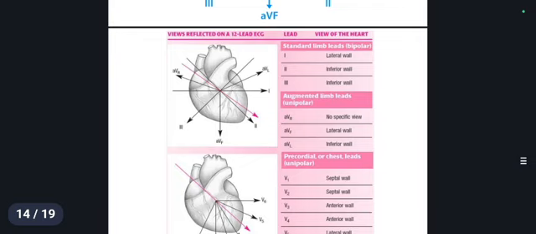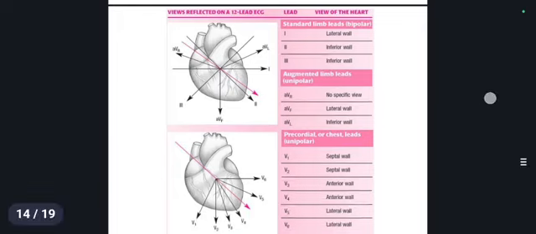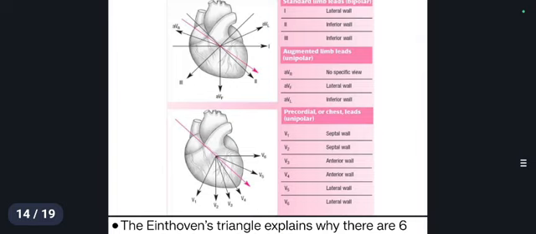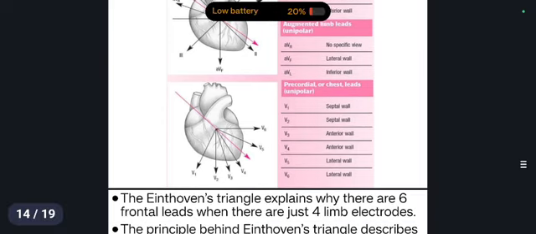Waves expected on a 12-lead ECG. Standard limb leads are bipolar leads: lead 1 lateral wall, lead 2 inferior wall and lead 3 inferior wall. Augmented limb leads are unipolar: AVR no specific wall, AVF lateral wall, AVL inferior wall. Precordial and chest leads are unipolar: V1 septal wall, V2 septal wall, V3 anterior wall, V4 anterior wall, V5 lateral wall, V6 lateral wall.